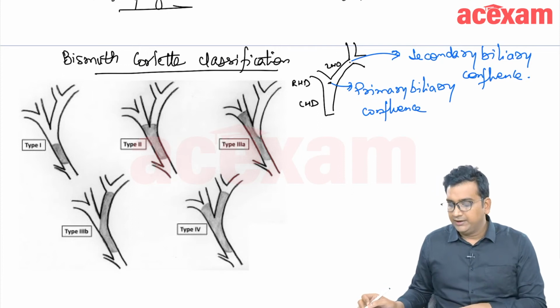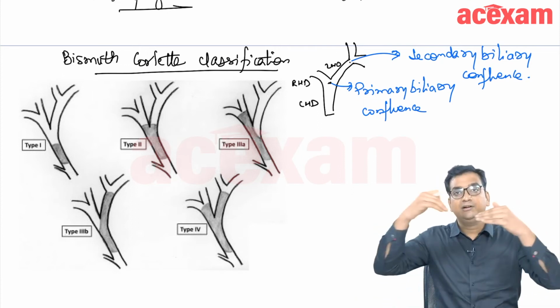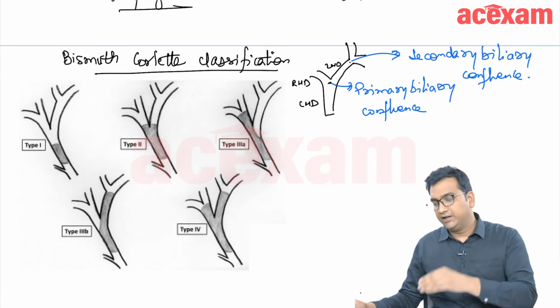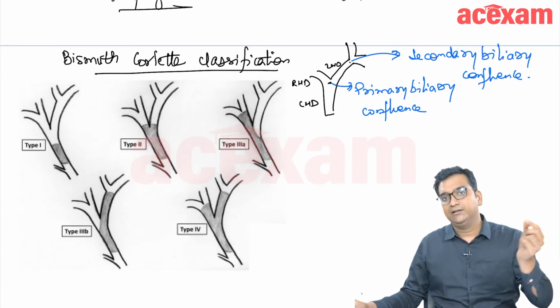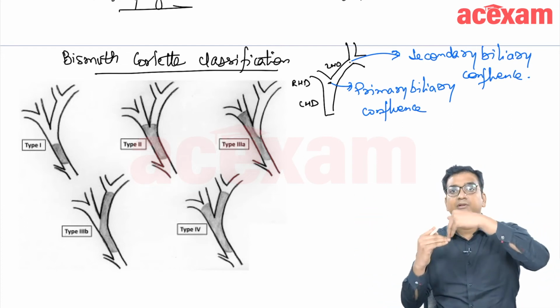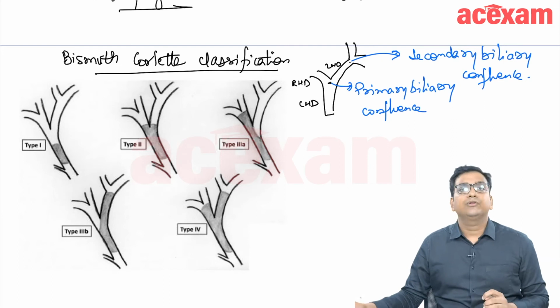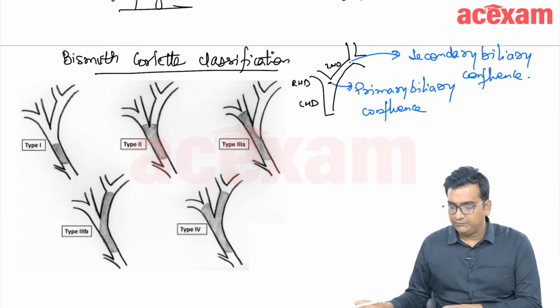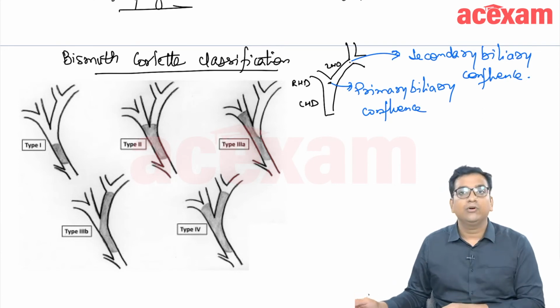Okay, and suppose the right anterior and the right posterior duct join together to form a right hepatic duct, that will be a secondary confluence for the right duct. And the segment 2-3 duct joining together with the segment 4 duct will be a secondary biliary confluence for the left hepatic duct. Now, for these tumors, there is the Bismuth Corlette classification.